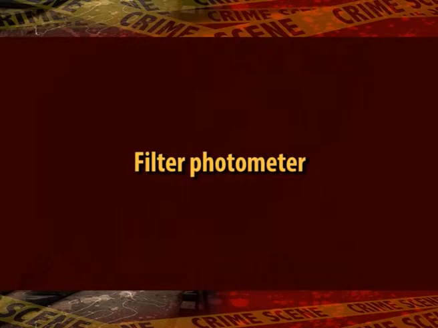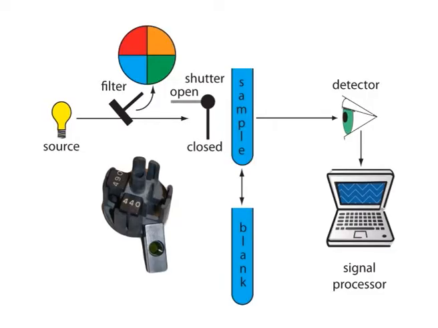Filter photometer. Filter photometer is the simplest instrument for molecular UV visible absorption spectroscopy. This instrument has been named so as it uses a filter to isolate a radiation of a particular wavelength under which the study is required. The filter is positioned between the source and the sample. When a beam of electromagnetic radiation falls, it allows the passage of a single wavelength through it.